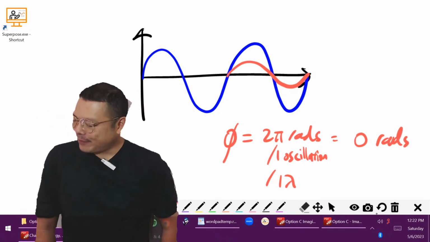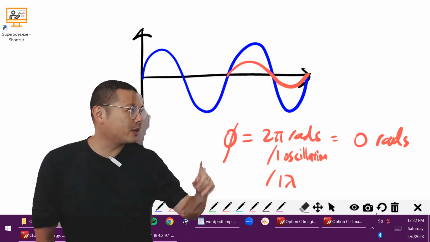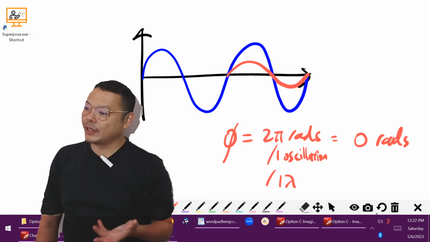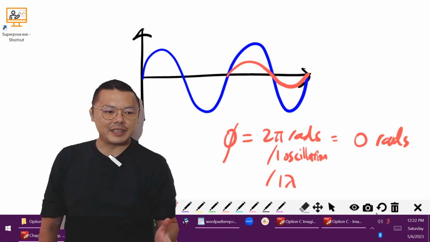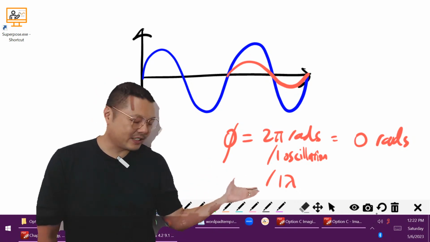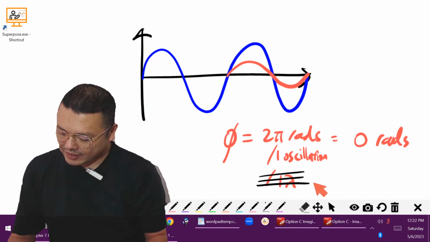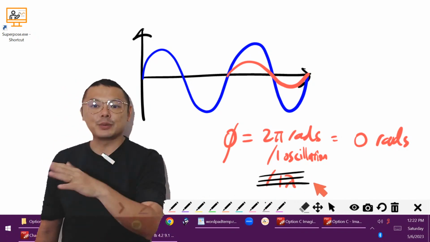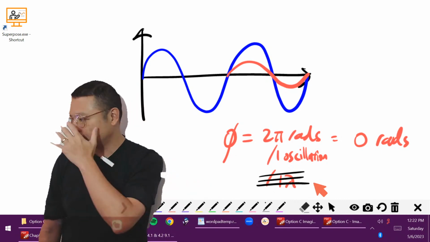Okay, there we go. So phi is equal to 2 pi radians, or you can consider it as one oscillation, or you can consider it as one wavelength. But we're not doing waves yet, right? We're doing oscillations for now. So wavelength has nothing to do with it, not now. So it's kind of like I just shade it off a bit. Because we're doing SHM, we're going to be doing a lot of SHM from like the next 1 hour, right?